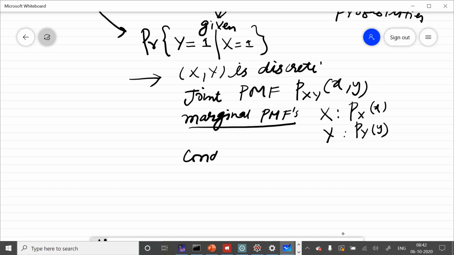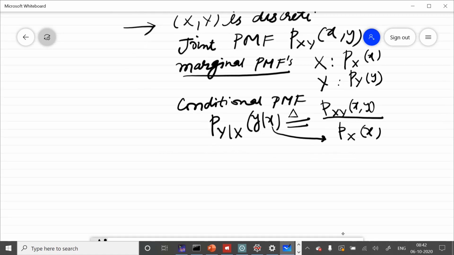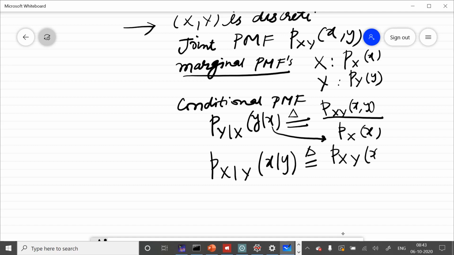Now the conditional probability mass function, p of y given x is the notation, is defined as joint divided by, so if you are conditioning on X, then it will be divided by p_X of x. It's a definition, there is no proof for it, you have to take it. Similarly, p of x given y is joint divided by p_Y of y.